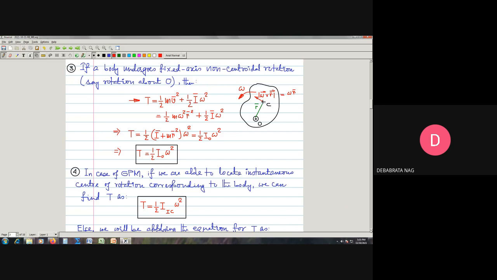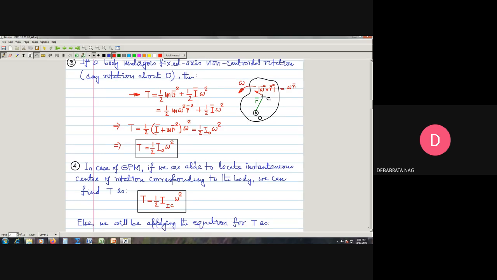Now let us come to the last situation, where we have to deal with GPM, general plane motion. Suppose a rigid body is undergoing general plane motion, that means the body's center of mass has some velocity as well as the body having angular velocity, just like this one. This can also be considered a special case of GPM, correct? Because it comes under the definition of GPM.